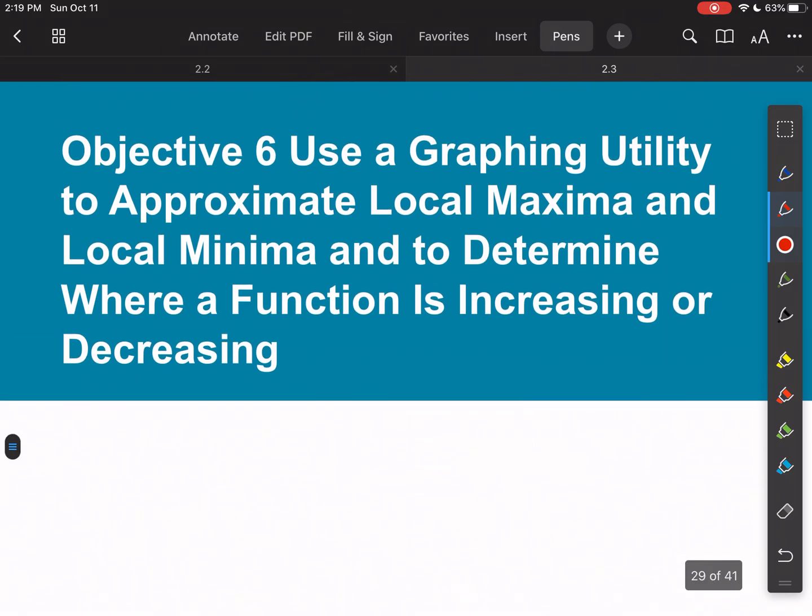Okay, objective 6, use a graphing utility to approximate the local maximum and local minimum and to determine where a function is increasing or decreasing.